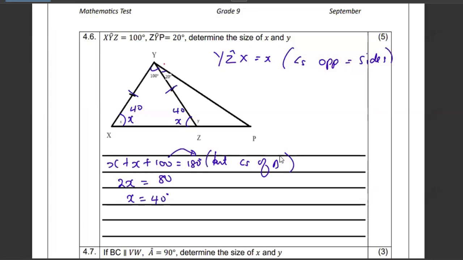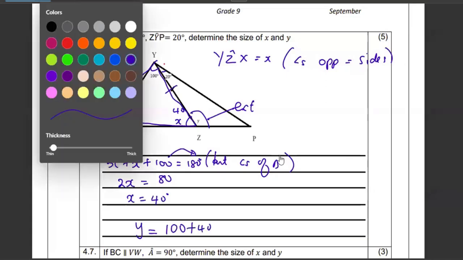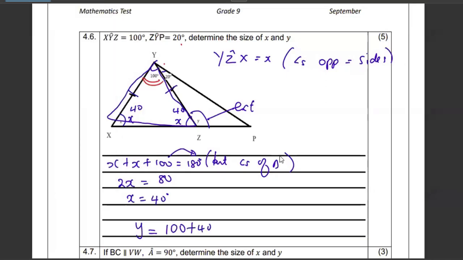That is a 40. Now, for us to get the y, remember y is going to be an exterior angle to this triangle XYZ. And we know that exterior angles must be equal to the sum of the opposite interior angles, meaning that it's going to be equal to this 100 and the 40. So meaning that it is 140. Reason, exterior angle of a triangle. That is 4.6 for us.